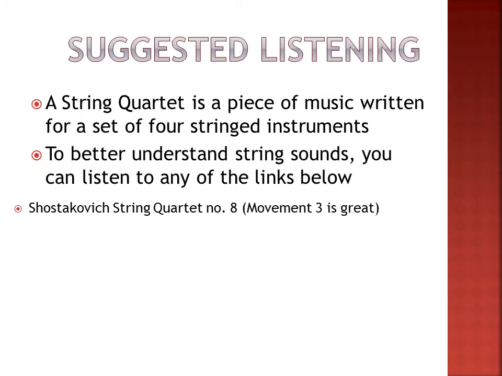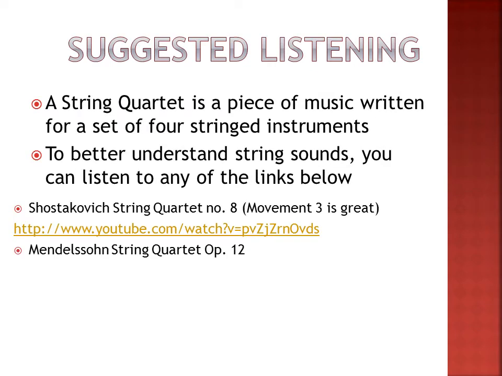Listed below are a couple suggested listening examples. This is simply a suggestion if you want to know more about the instruments in the string family. A string quartet is a piece of music written for a set of 4 stringed instruments. There are 3 of them linked below. It's the smallest string ensemble that is common, and it's a great way for you to listen to violin, viola, and cello and know more about what they can do.